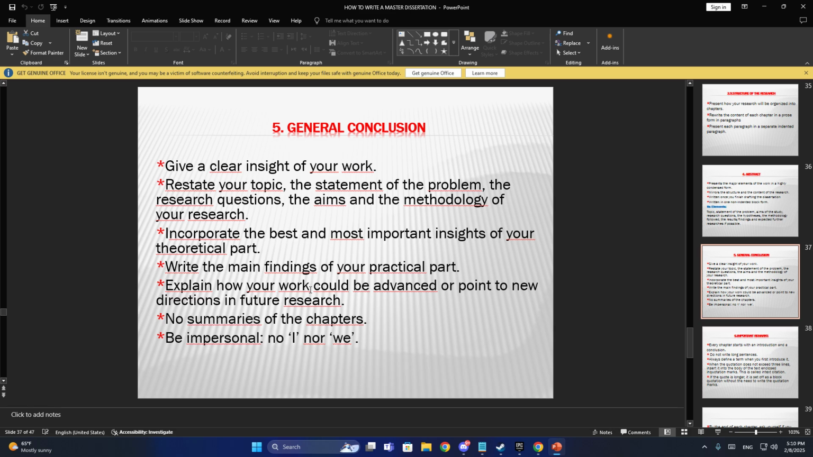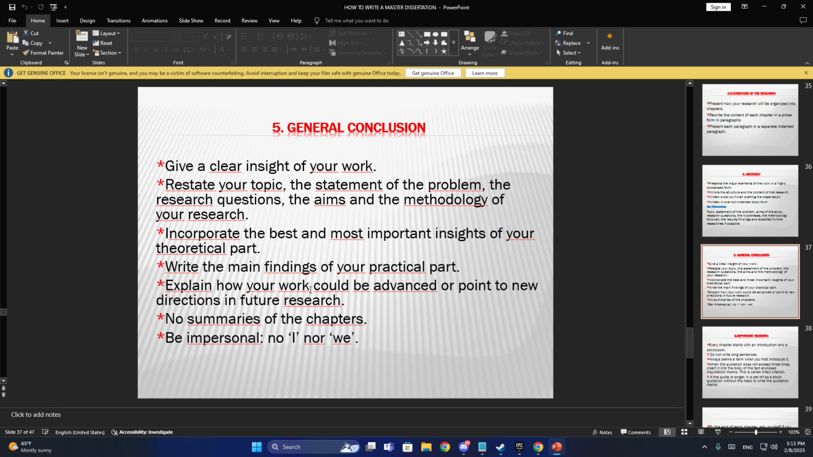Then, what else? You have to incorporate the best and most important insights of your theoretical part. It means do not talk about all details, but the important insights. Okay? Write the main findings of your practical part.